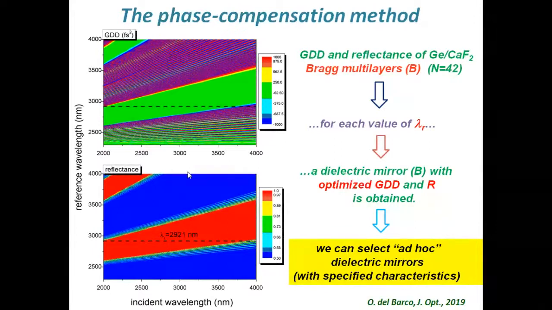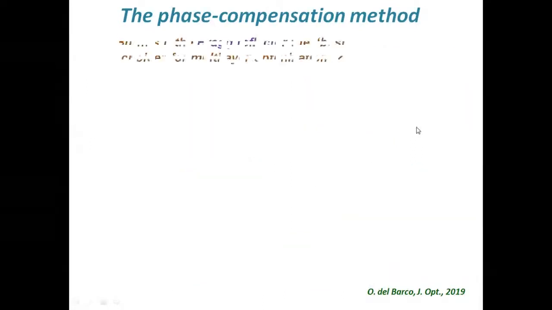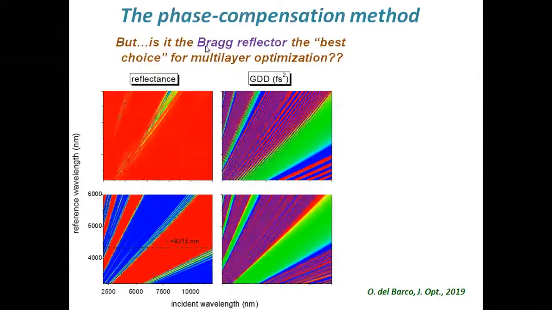So in other words, we have a family of different multilayers B, just changing this parameter lambda r. But the previous figures are for the reflector. What about it? Is it the best choice? Well, numerical results show the following.